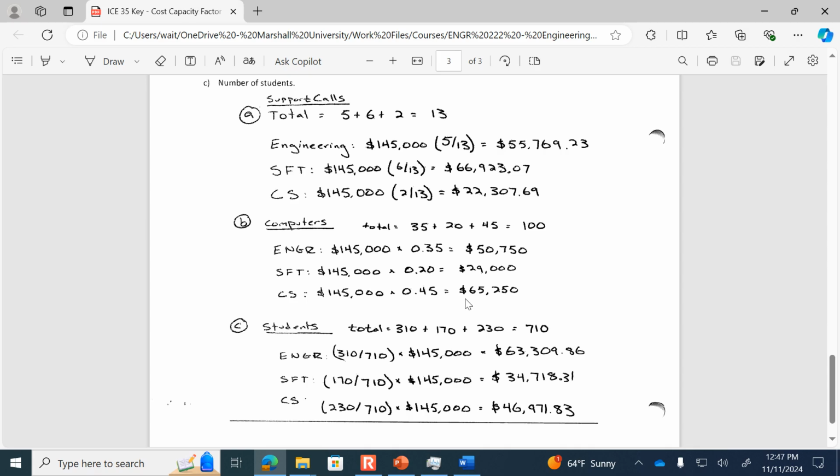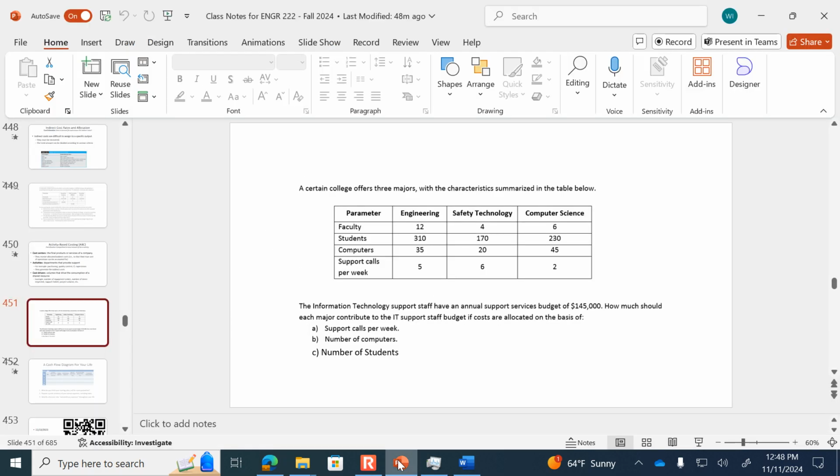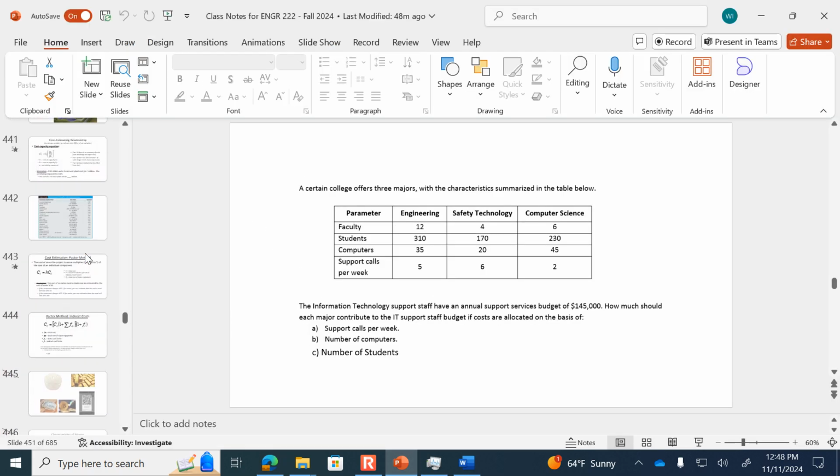Because really, what are the activities that cause the IT department to be busy? Probably some of it is the support calls, some of it is addressing student questions and needs, some of it is keeping the computers imaged and up to date. So it might be an average of different techniques in order to find out the true indirect cost recovery. But that's just a taste of several different methods that are used in cost estimation.